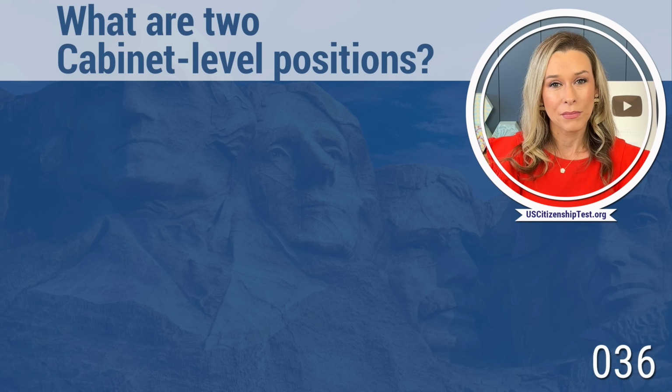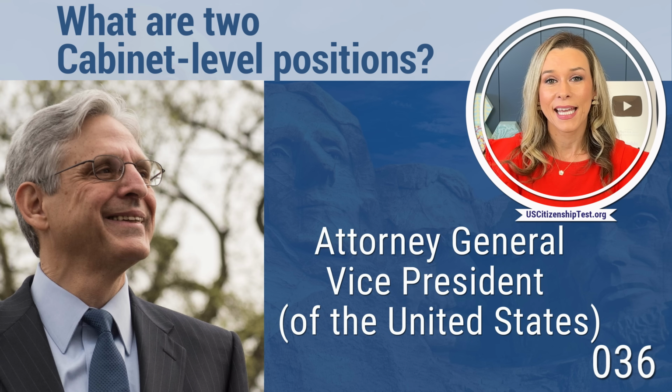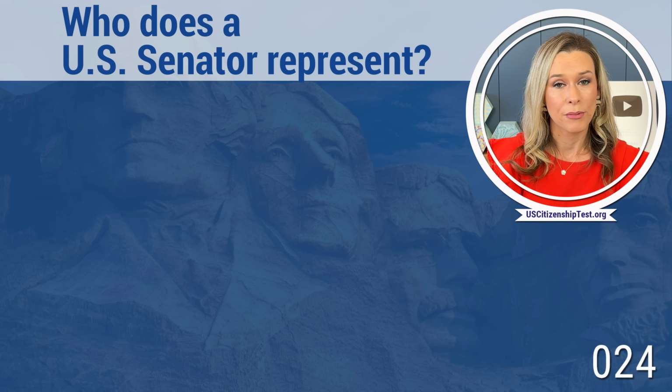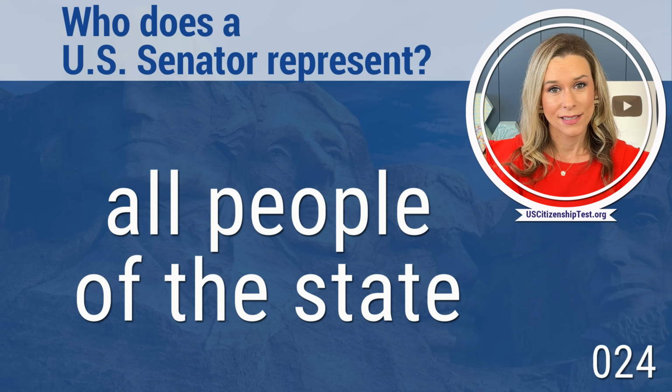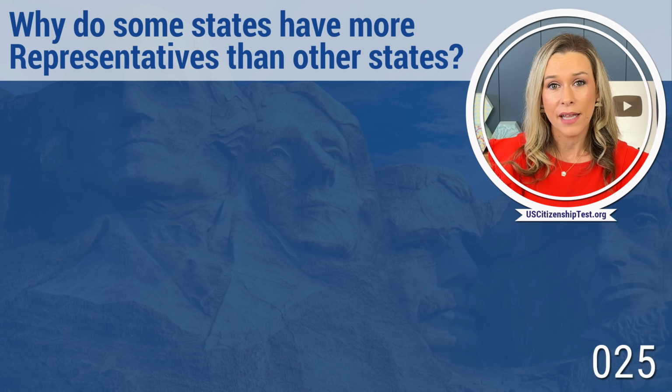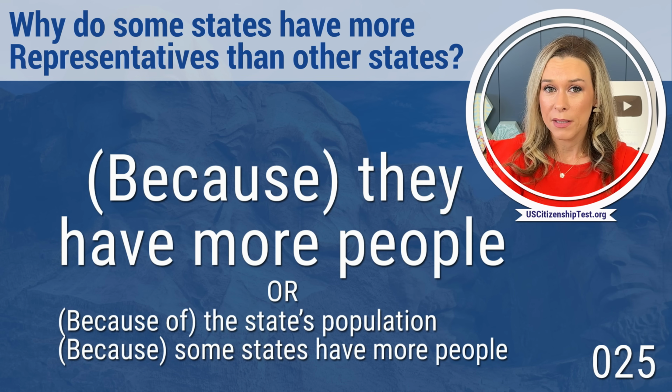What are two cabinet-level positions? Attorney General and Vice President. Who does a U.S. Senator represent? All the people of the state. Why do some states have more representatives than other states? Because they have more people.